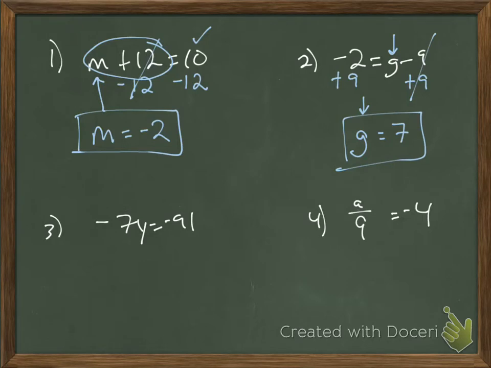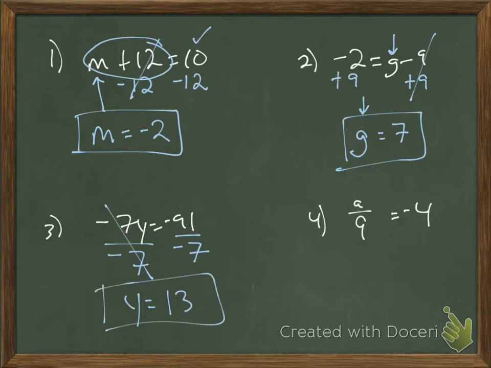So looking at number 3, I got to get rid of this dastardly number, -7. So how do I get rid of times -7? I divide by -7. If I divide one side by -7, I have to divide both sides by -7. And that gives me a 13. Remember, we can always check our answers by substitution. -7 times 13 better equal -91, otherwise I messed something up.